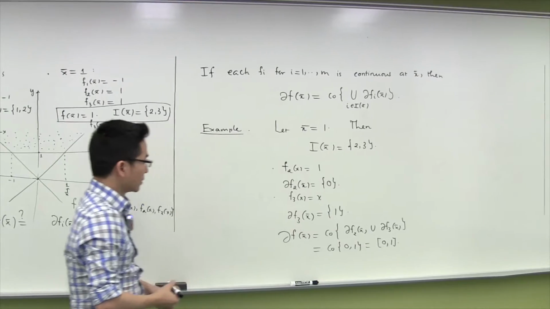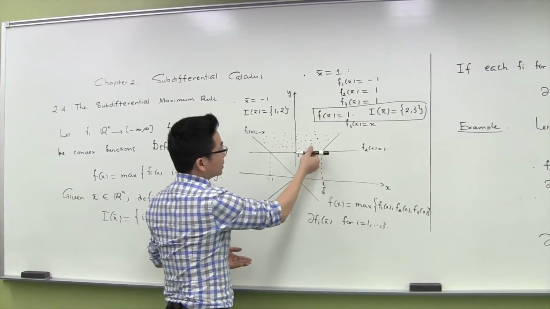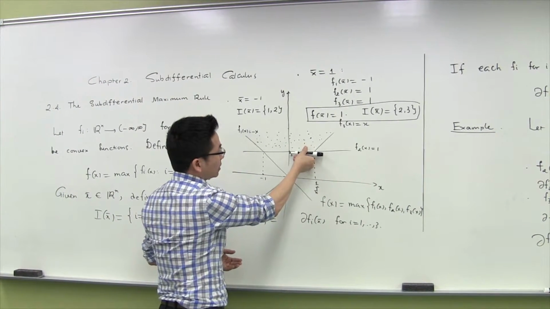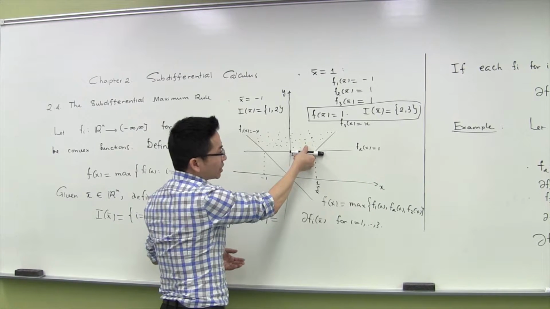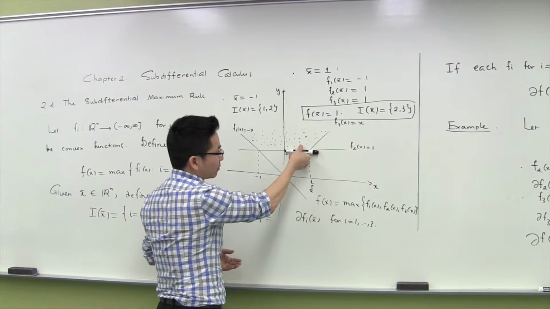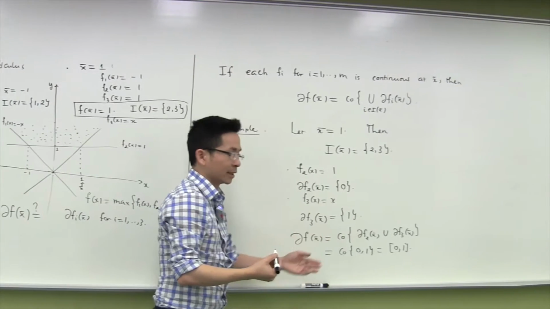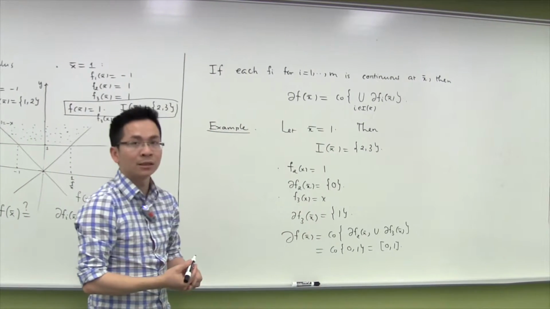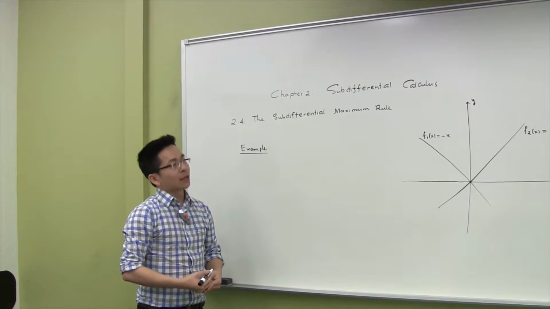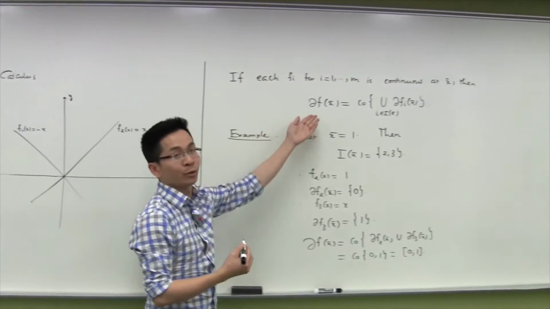So we can also see that from this formula. This is the function f, and then we can see that the slopes of the subtangent lines of the function at 1 range from 0 to 1. So our obtained formula here is consistent with what we know about subdifferentials. Now I'm going to present another example in order to understand the subdifferential maximum rule.